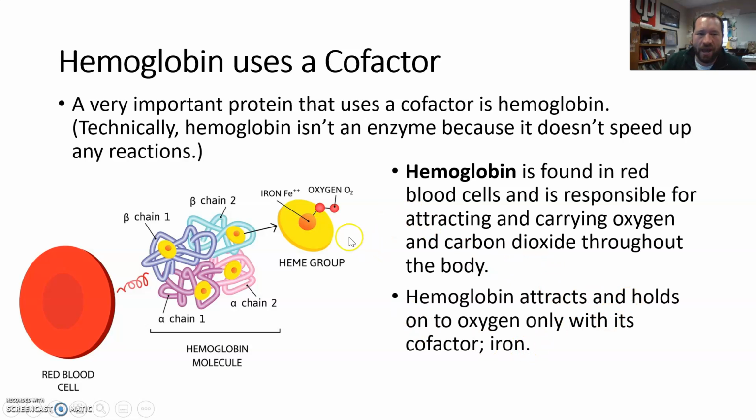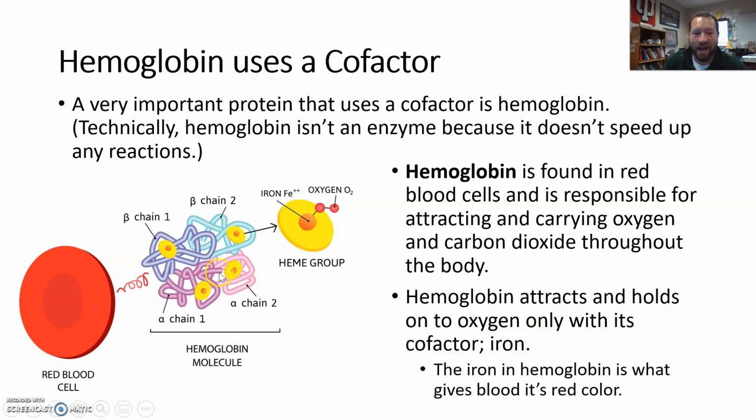It does this by having the cofactor iron. So within all hemoglobin proteins, you have iron. And that's what actually holds on to, grabs, attracts, and holds on to oxygen. It's indeed the iron that gives your blood its red color. So that's why blood is red, because of all the iron found in blood. Again, the iron is the cofactor, hemoglobin is the protein, the iron is what attracts the oxygen, which is what hemoglobin is responsible for carrying.